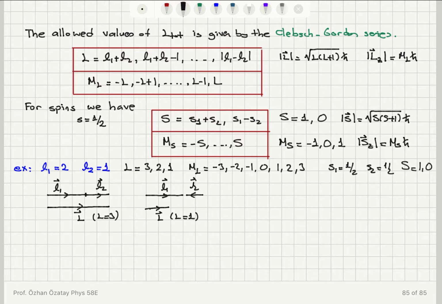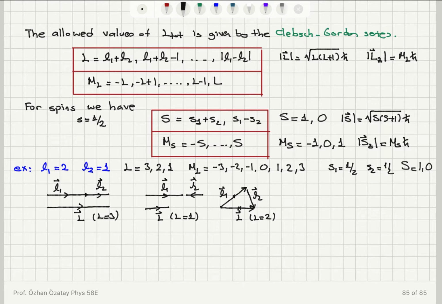And if you want to consider the capital L equal to 2 case, then you can think of this as adding the L1 vector with the L2 vector, so that you obtain the capital L vector, where capital L is equal to 2. And so this is going to be an isosceles triangle in this case. So it is a vector addition.